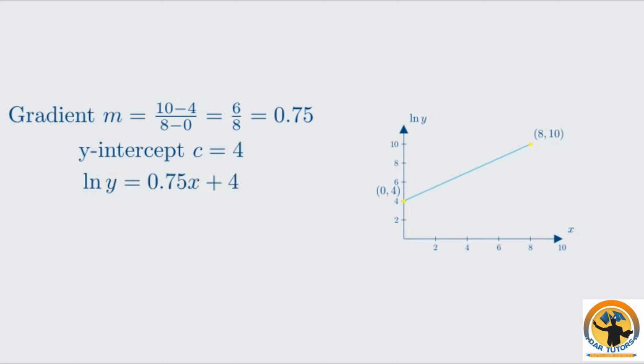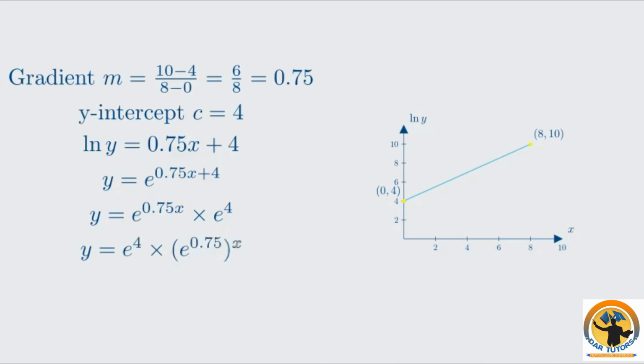But we need the exponential model in terms of y and x. To do this, we need to rearrange the equation to make y the subject. We will exponentiate both sides using e as the base. e to the power of ln y is just y. So y equals e to the power of 0.75x plus 4. Using an exponent rule, we can rewrite this as e to the power of 0.75x times e to the power of 4.